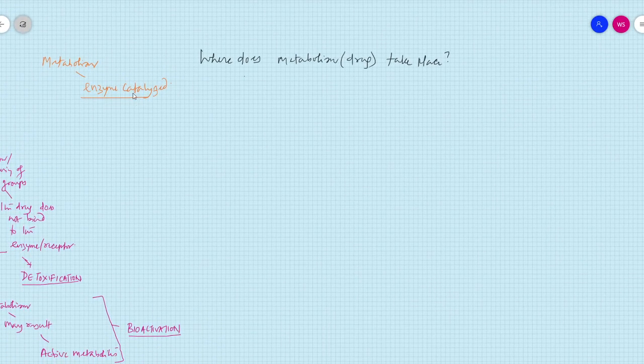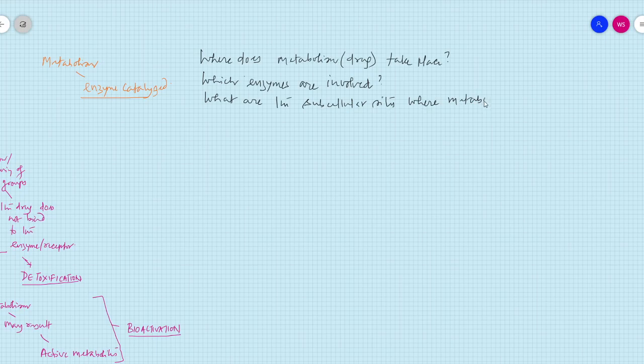Metabolism is enzyme catalyzed, so which enzymes are involved? If there are organs for metabolism, which are the subcellular sites where metabolism takes place? So let's try to find out the answer to these questions.